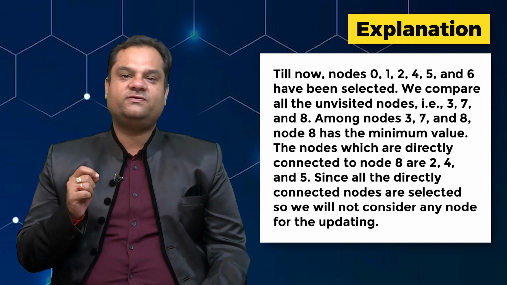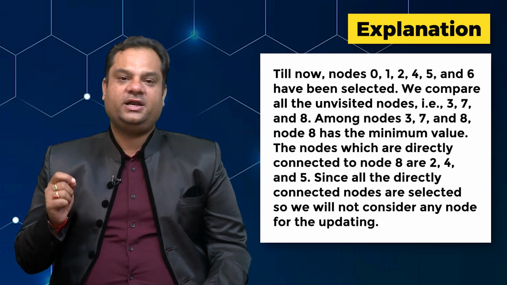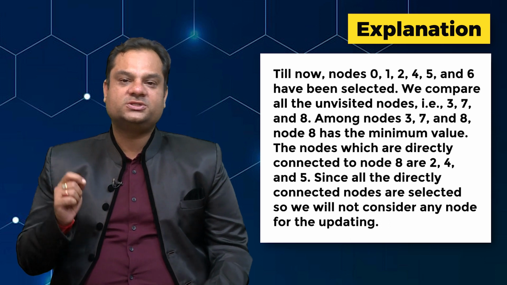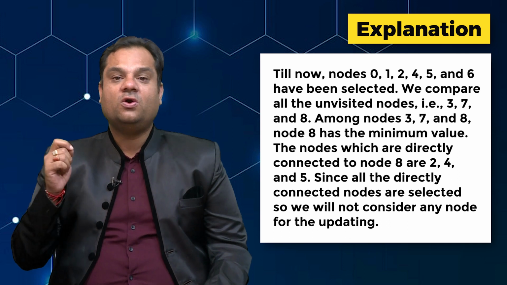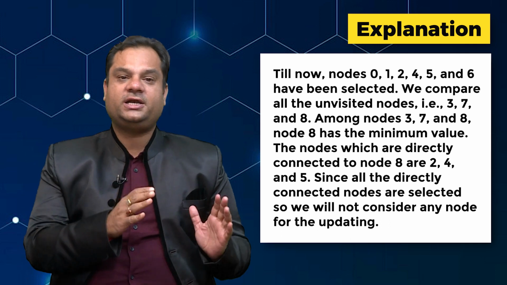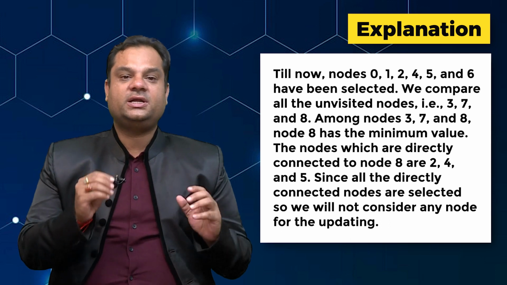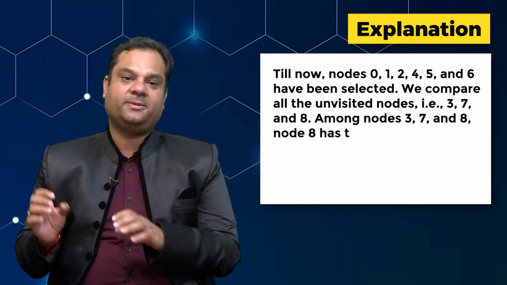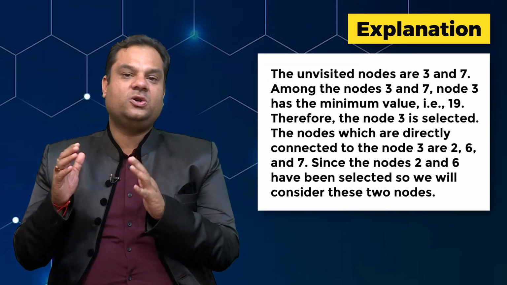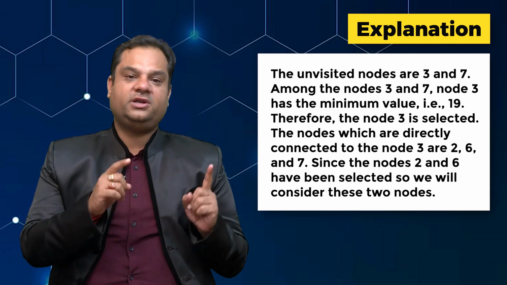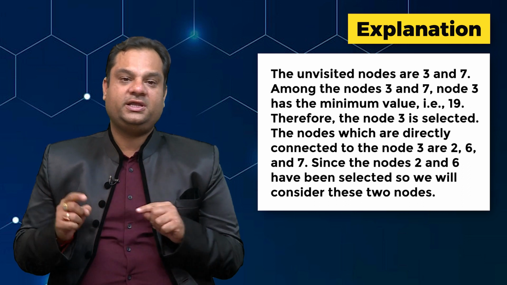Till now, nodes 0, 1, 2, 4, 5 and 6 have been selected. We compare all the unvisited nodes 3, 7 and 8. Amongst them, node 8 has the minimum value. The nodes directly connected to node 8 are 2, 4 and 5. Since all the directly connected nodes are selected, we will not consider any node for updating. So the unvisited nodes are 3 and 7. Amongst nodes 3 and 7, node 3 has the minimum value, that is 19. Therefore, node 3 is selected.